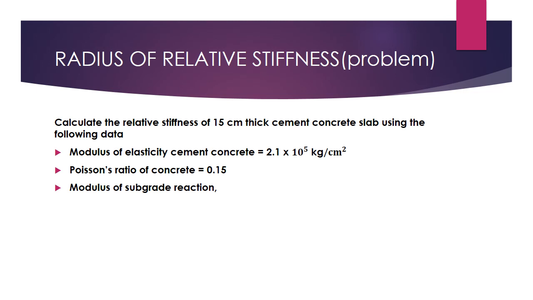Then the modulus of subgrade reaction K. Now he has given the two values of K. So for the different values of K, that is 3.3 kg per centimeter cube and 7.5 kg per centimeter cube, we have to find out the value of radius of relative stiffness.